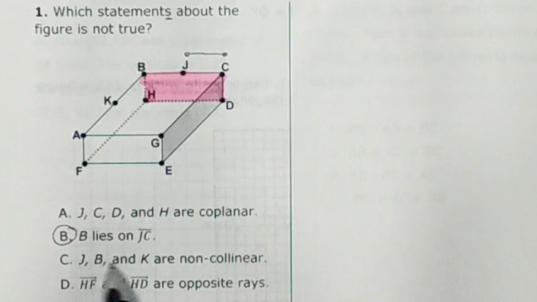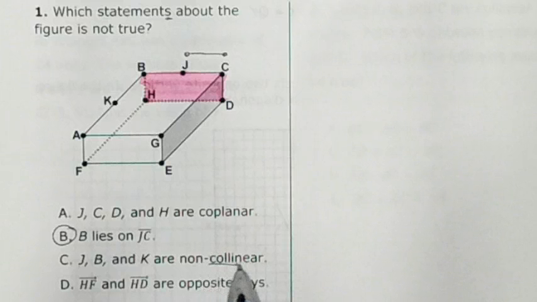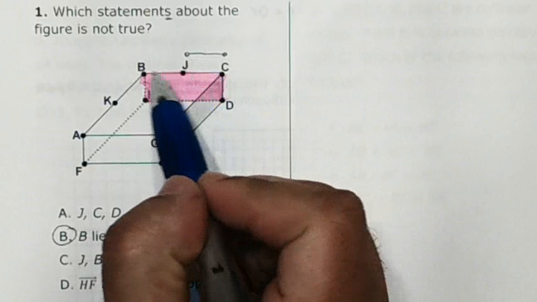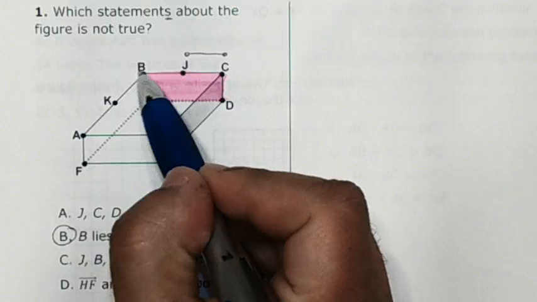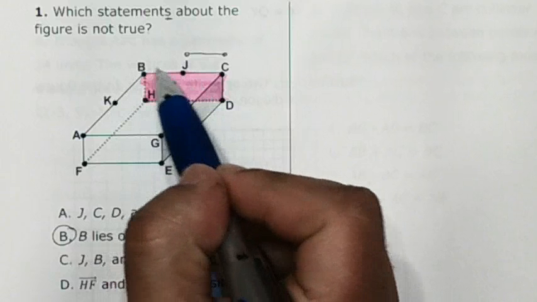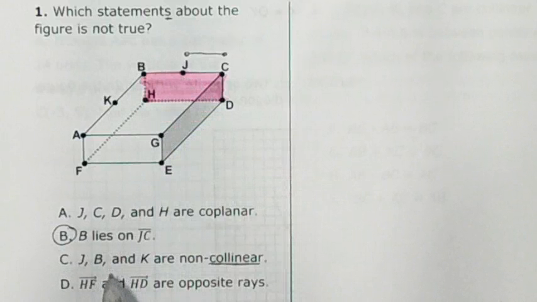It says point J, B, and K are non-collinear. Collinear, you're going to need to know what that means. Collinear means that it stays on the same line. So non-collinear would be not collinear. And J's here, B's here, and K. So those are not on the same line. So that would be true. They're not collinear.